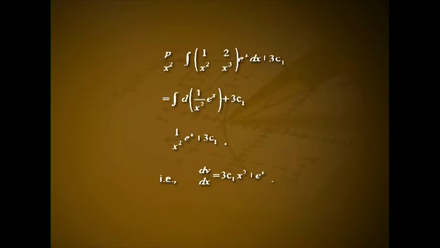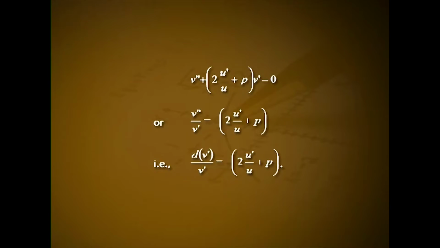Solution of this equation is p by x square is equal to integral of 1 by x square minus 2 by x cube into e raised to x dx plus 3c1, which is equal to integral of d of 1 by x square e raised to x plus 3c1, which is equal to 1 by x square into e raised to x plus 3c1. That is dv by dx is equal to 3c1 x square plus e raised to x. Solving this equation, we get v is equal to c1 x cube plus c2 plus e raised to x. Therefore, the solution of the given equation is y is equal to e raised to x into c1 x cube plus c2 plus e raised to x.